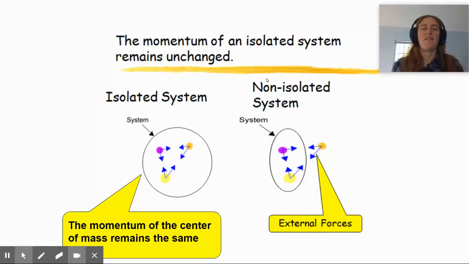So we have isolated systems and non-isolated systems. When you have an isolated system, this is where you're going to have conservation of momentum. So all of the objects that are hitting each other are all in your system. For example, you have two cars that are driving and they crash into each other. You're going to have conservation of momentum. If instead you have something coming from outside of your system and hitting it, for example, like a baseball bat hitting a baseball, then it's not going to be an isolated system because you have an external force acting on your system.